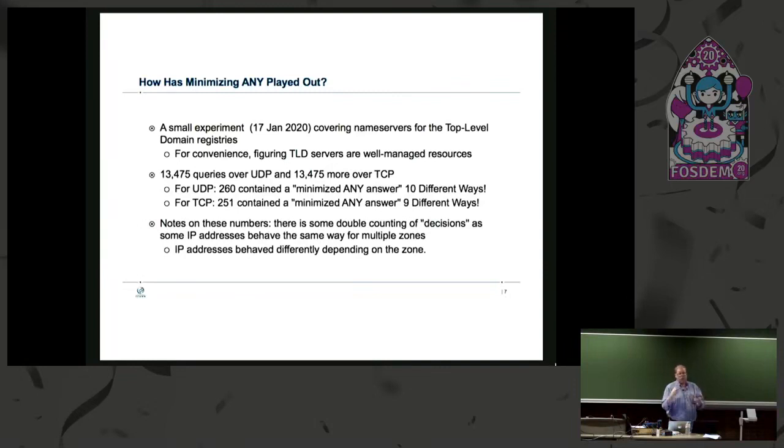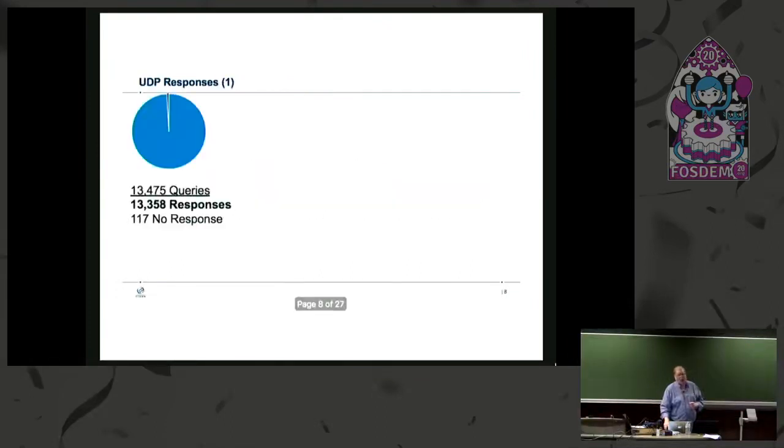I got about 250 to 260 no's, UDP, TCP. I tried both of them. But the thing that got me is I got like 9 or 10 different ways they said no in that small sample. That really bugged me. It was a small sample, 9 or 10 different ways. And the absolute numbers here are kind of overcounts because operators do a whole lot of work together. If one operator changed their decision, they might switch 250 responses right away.